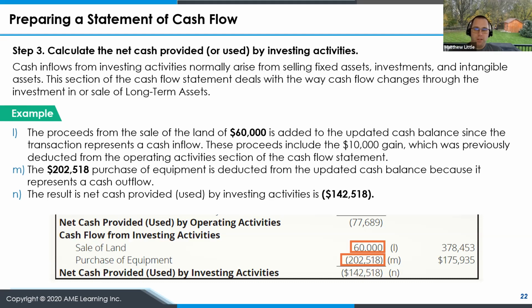The purchase of equipment is a straight investment in the company of $202,518. So that's consuming cash to invest in the business. So therefore, we actually consume cash for investing activities. You can see on screen here the snippet of $142,518.